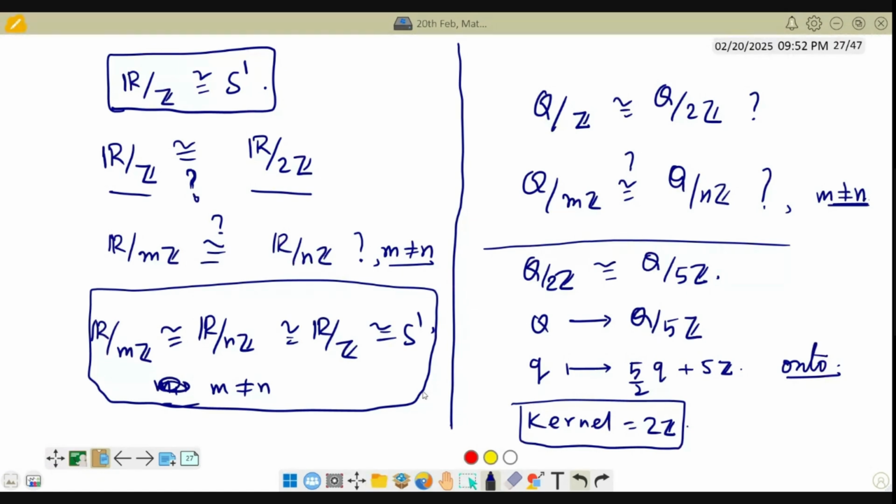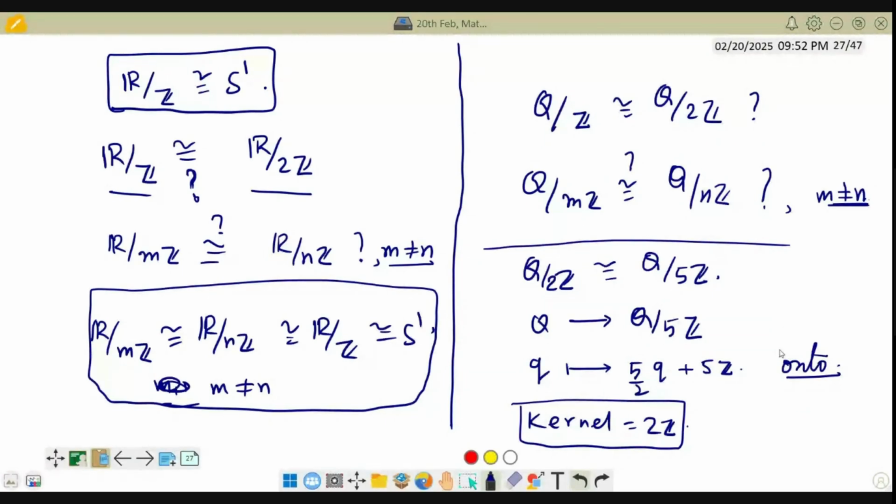Is it clear, sir? Here we can easily say R by NZ is isomorphic to S1, from the same homomorphism we use for R by Z. We'll just give x goes to e to the power 2 pi i x. You can do a similar scaling here also, like whatever you do for Q, you can do similarly. You can scale, no? Is it clear? Yes, sir.